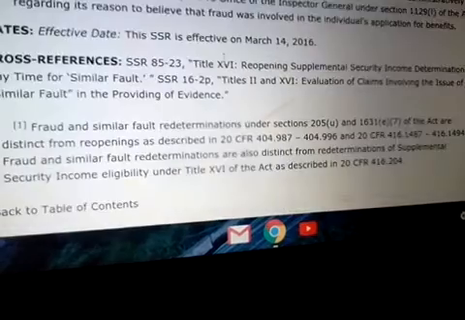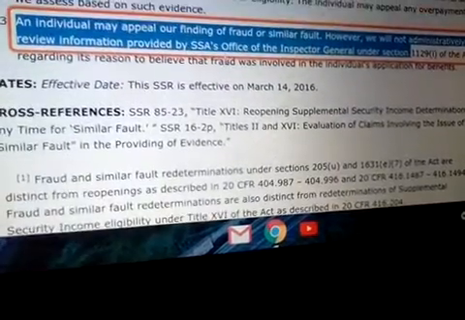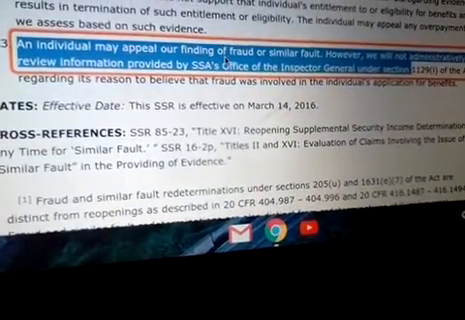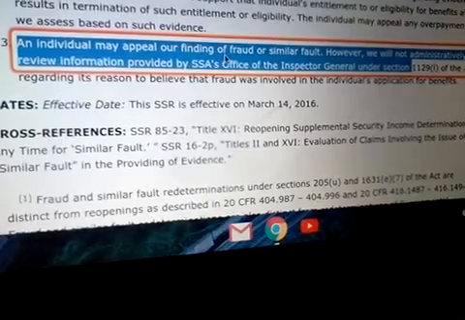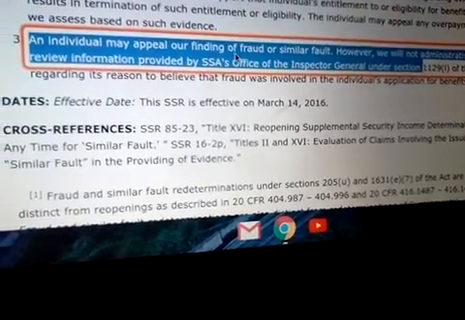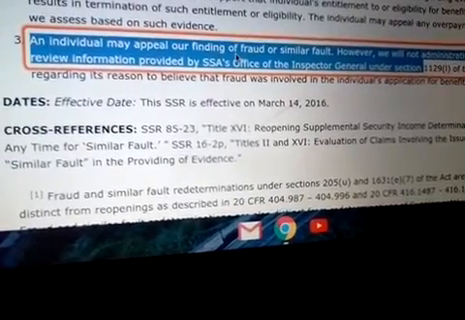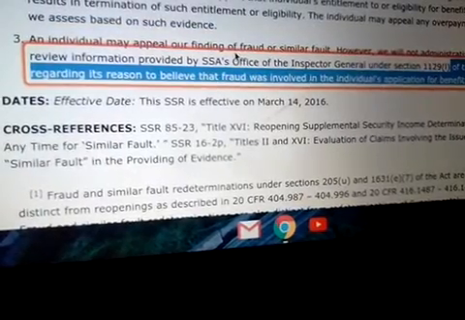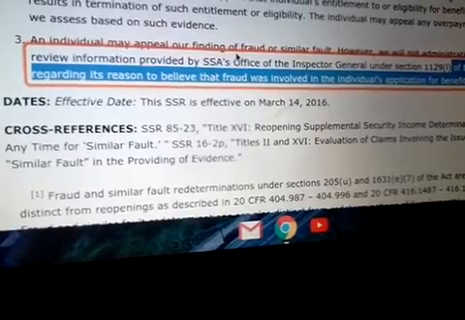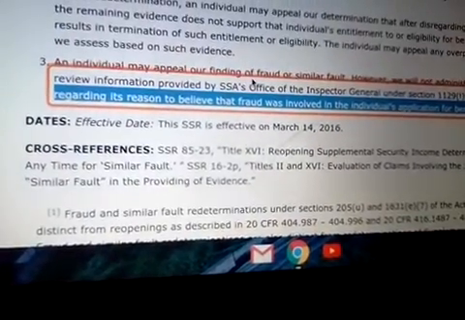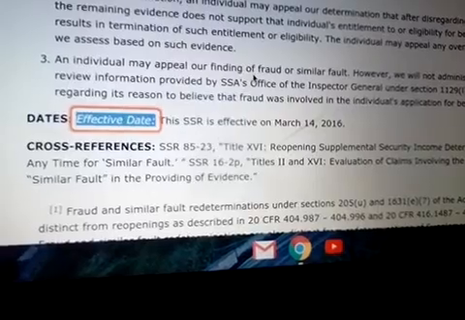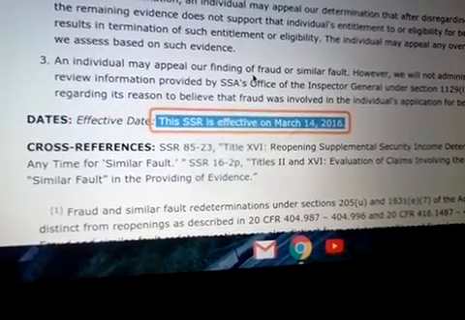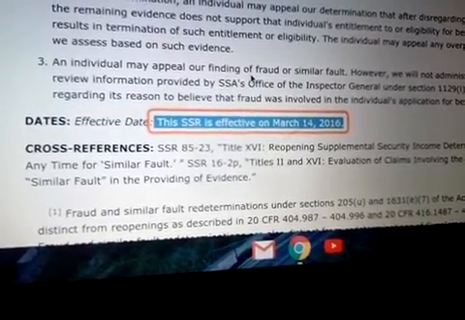3. An individual may appeal our finding of fraud or similar fault. However, we will not administratively review information provided by SSA's Office of the Inspector General under Section 1129(l) of the Act regarding its reason to believe that fraud was involved in the individual's application for benefits. Dates. Effective date. This SSR is effective on March 14, 2016.